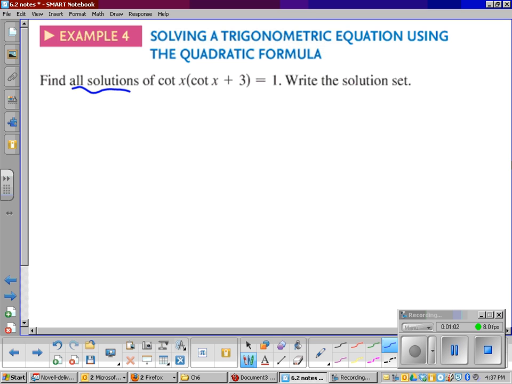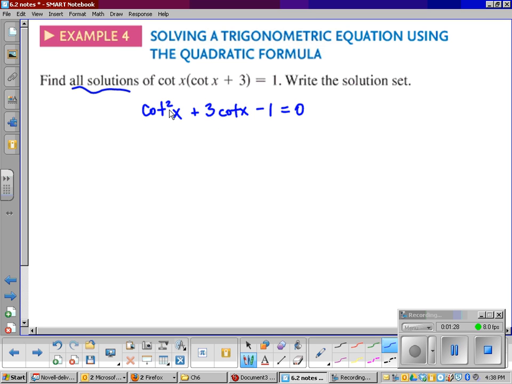So the only thing that we can do is distribute the cotangent through and then see what we're left with after that. Cotangent times cotangent is cotangent squared, and then 3 times cotangent x needs to be added. And then since this is quadratic and this is a linear term, it's quadratic in nature, so I want to subtract the 1 from both sides and have a 0 over there.